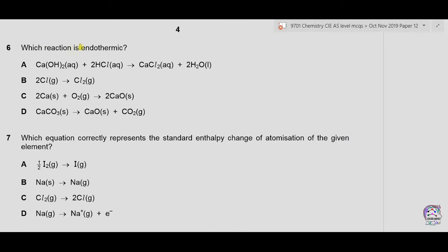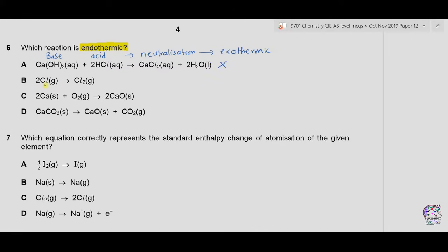Question 6. Which reaction is endothermic? A. Calcium hydroxide reacts with HCl to form salt and water. As we know, calcium hydroxide behaves as a base and HCl is an acid, and the reaction between acid and base to form salt and water is called neutralization. And neutralization is exothermic in nature. So therefore this is incorrect.